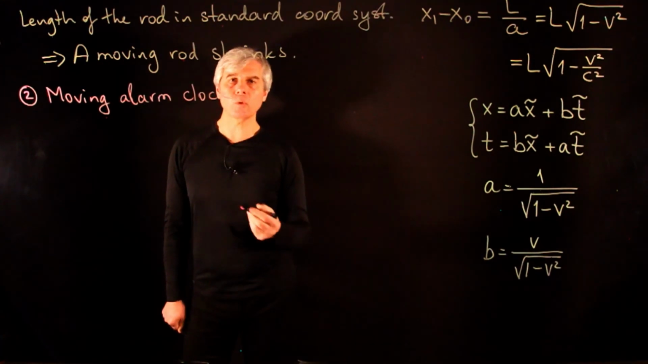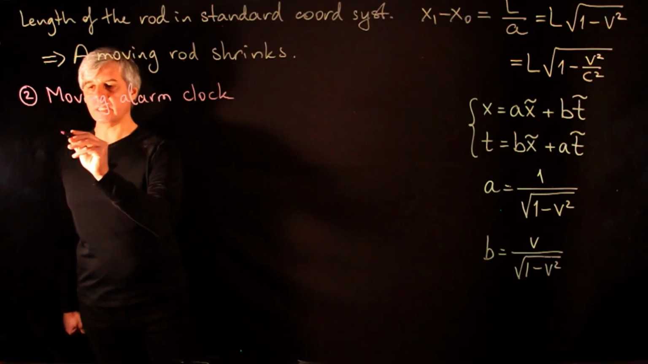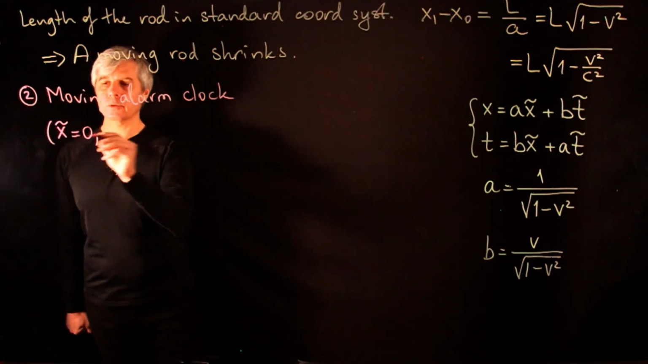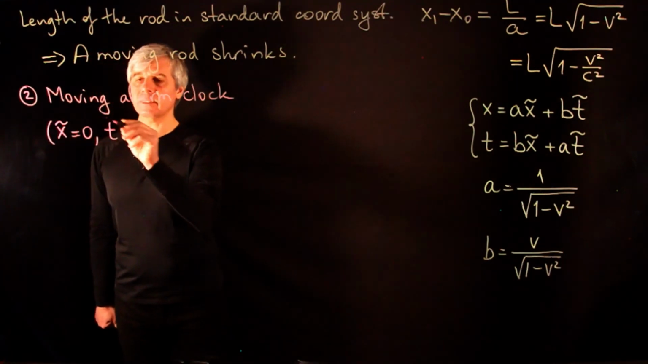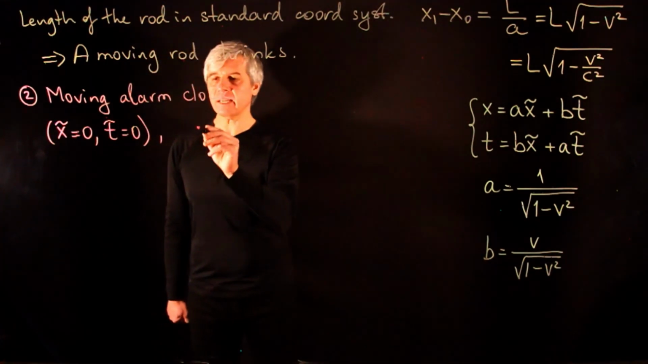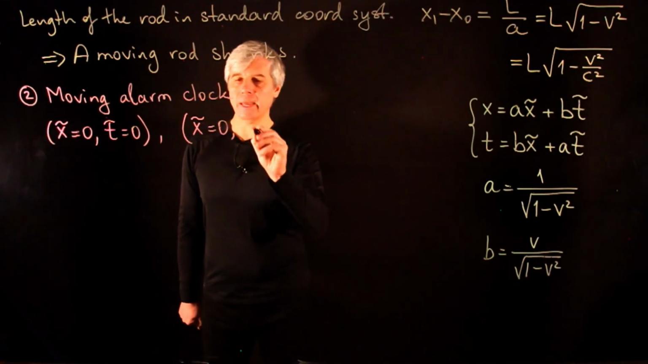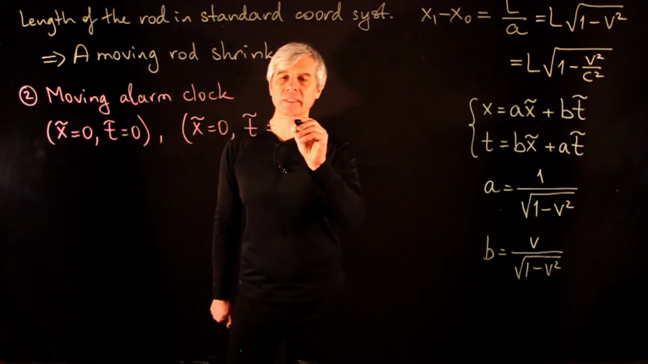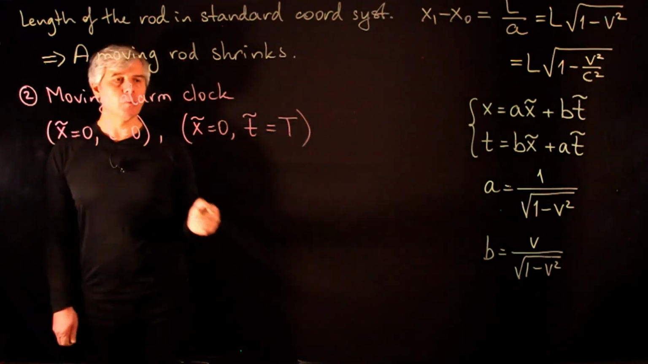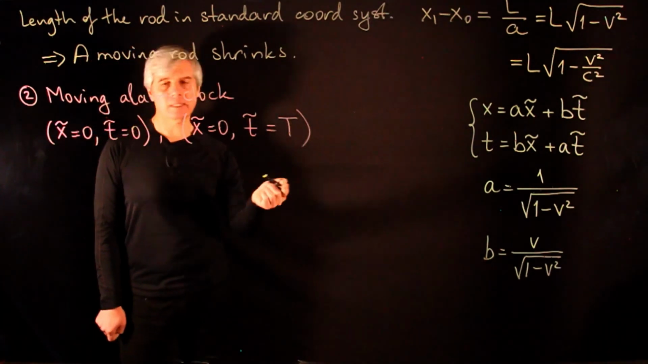Suppose in the moving coordinate frame, we set up an alarm clock that generates two events. One event is at the origin, so x tilde is equal to 0 and t tilde is equal to 0, when we set the alarm clock. And the second event is when x tilde is equal to 0 and t tilde is equal to capital T. So we set the alarm clock for time capital T. What will be the corresponding events in the standard coordinate system?